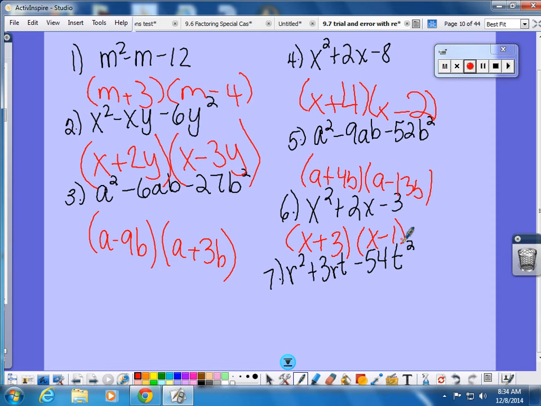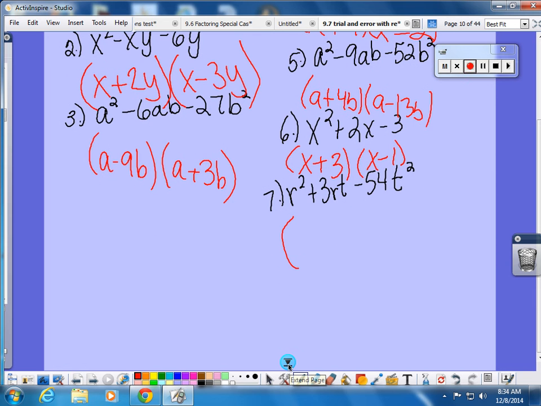Any of these you don't understand, FOIL them and see if you get the problem back. If you got something different than these, FOIL it and see if you didn't get the wrong answer at the end, okay? You have to FOIL to check. That's why this is called trial and error, because we do mess up. All right, very good.